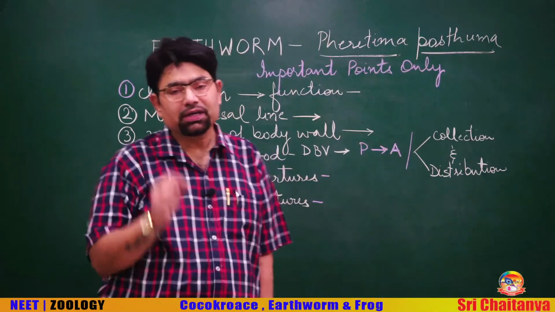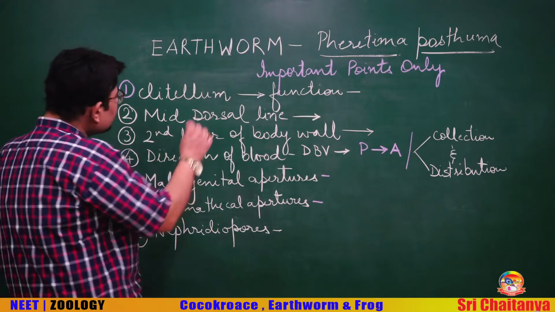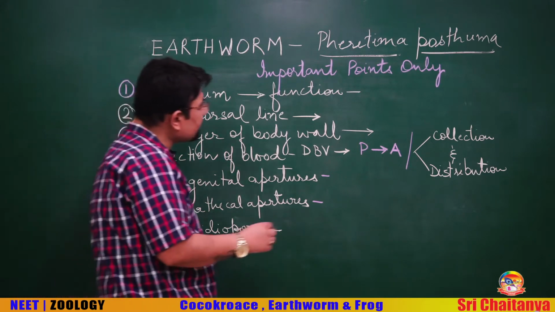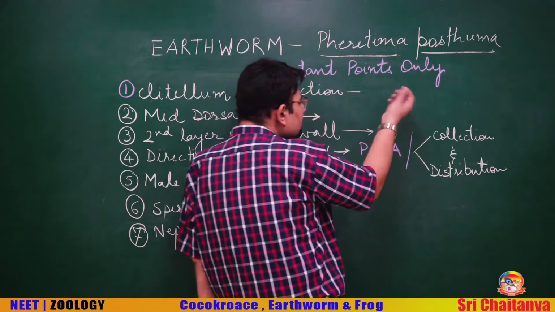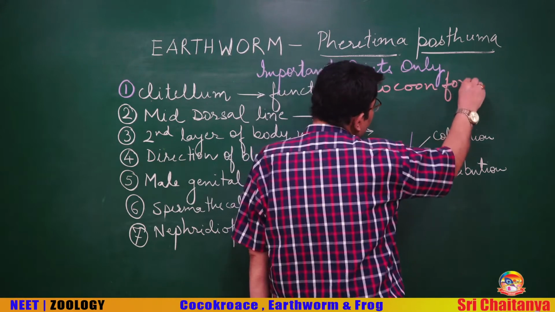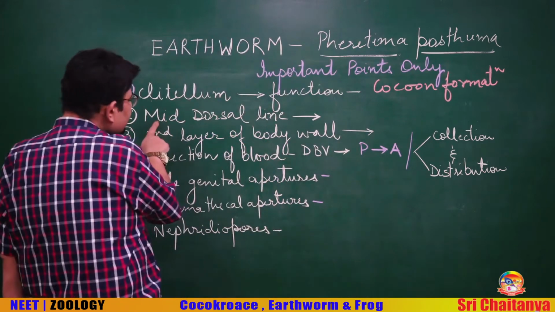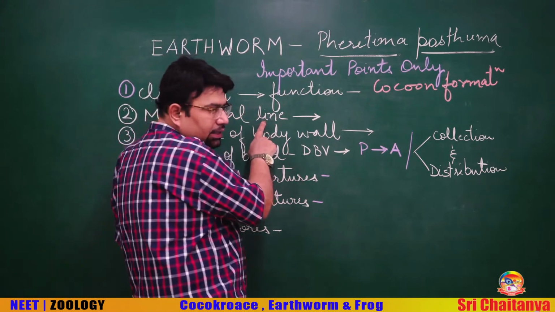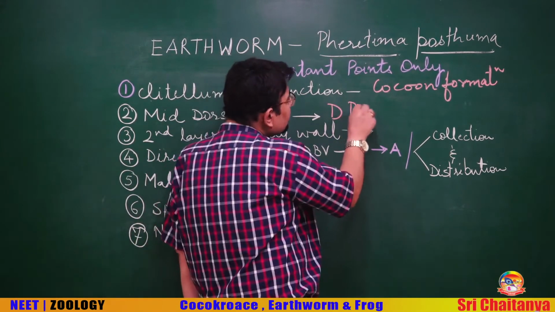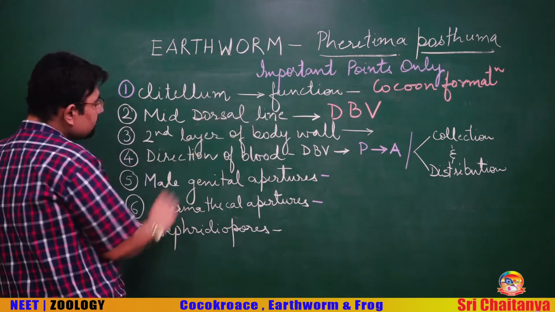Let us now discuss some very important points about earthworm. In earthworm, the function of clitellum is, you know that clitellar glands are used for the formation of cocoon. So, cocoon formation. Then what makes the mid-dorsal line in an earthworm? Mid-dorsal line is due to the dorsal blood vessel. Dorsal blood vessel is seen as a mid-dorsal line.